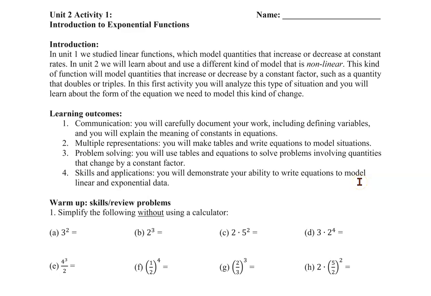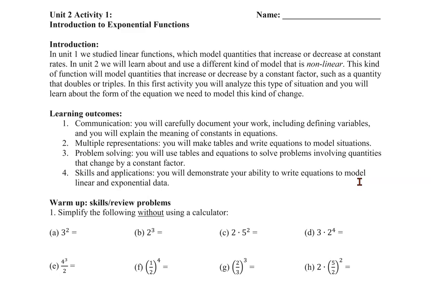Unit 2, Activity 1, Introduction to Exponential Functions. In Unit 1, we studied linear functions, which model quantities that increase or decrease at constant rates. In Unit 2, we will learn about and use a different kind of model that is non-linear. This kind of function will model quantities that increase or decrease by a constant factor, such as a quantity that doubles or triples. In this first activity, you will analyze this type of situation and you will learn about the form of the equation we need to model this kind of change.